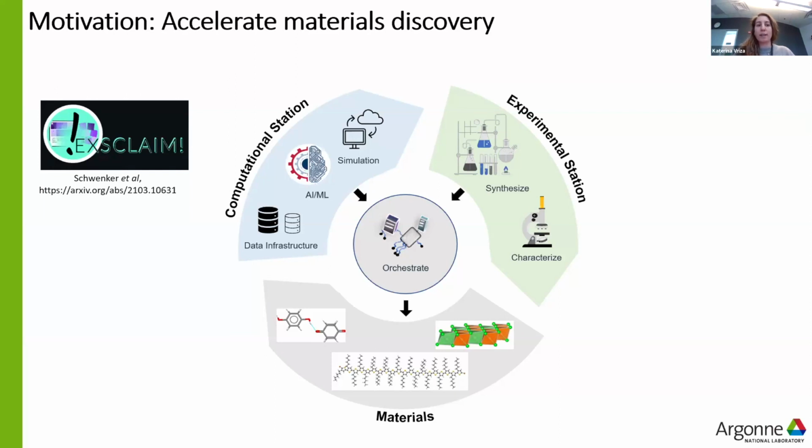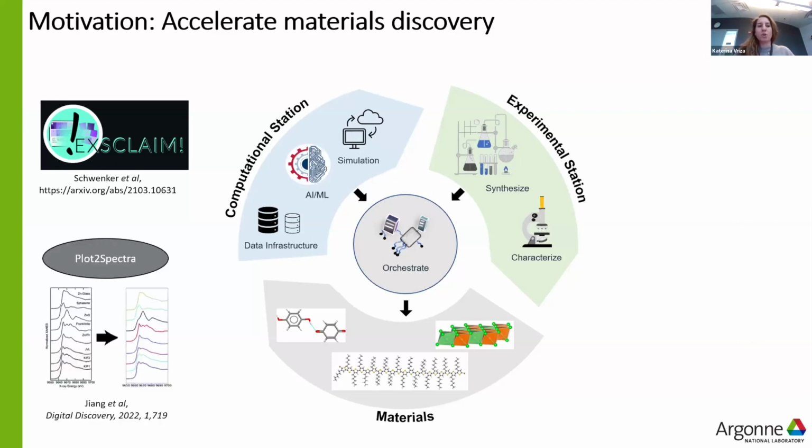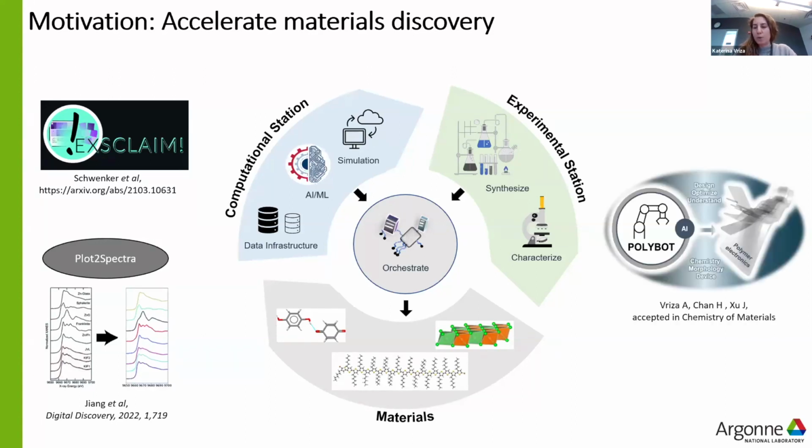The first tool is called EXSCLAIM, which can easily and automatically extract image and caption pairs from literature, so we can train multimodal models with that. Also Plot2Spectra, which can digitize spectral images, and then we can calculate several properties that might derive from these spectra. And then I'm also going to introduce our autonomous laboratory Polybot, where we can perform some of our experiments.